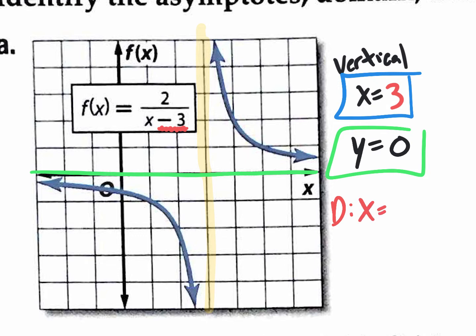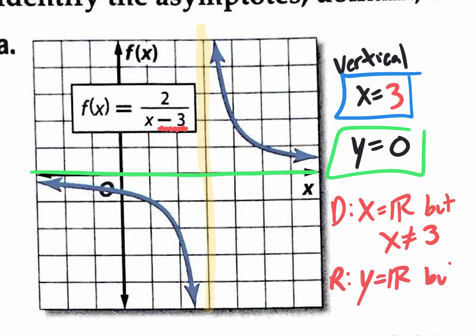If I asked you for the domain, what would you say? You've got to say x equals all real numbers, but x cannot be 3. How about the range? Y equals all real numbers, but y cannot be 0. Cool?